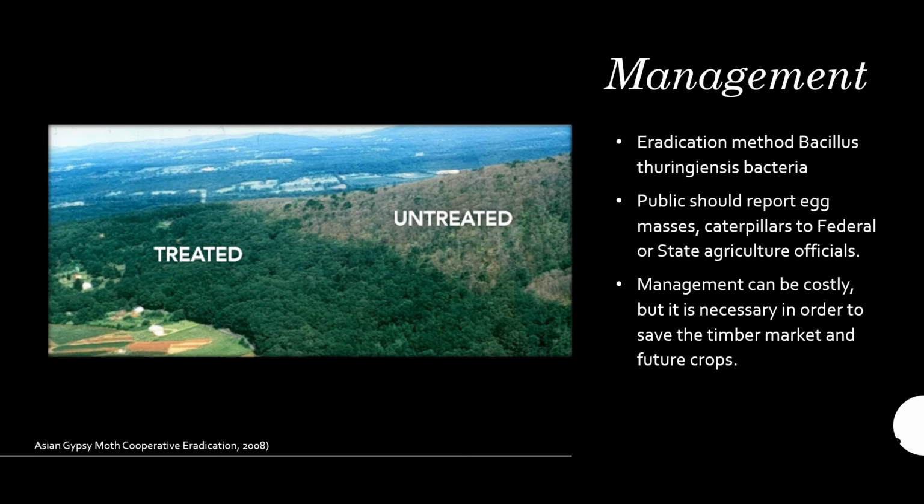The use of these tactics against the Asian gypsy moth population can be very costly, but the cost of the damage Asian gypsy moths can do to the timber market far exceeds it. The Asian gypsy moth can reduce the timber values with defoliation because it leads to wood stains, sprouting, and increased susceptibility to other diseases. The public can also slow the spread of the Asian gypsy moth population by reporting egg masses, caterpillars, and moths to federal or state agriculture officials.